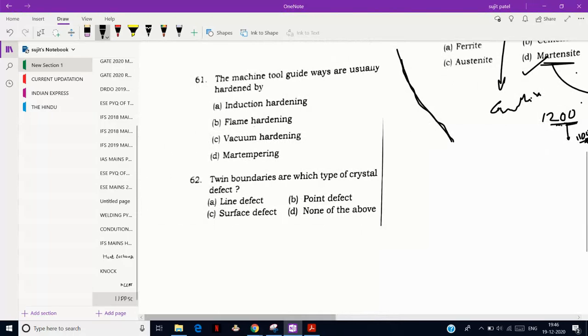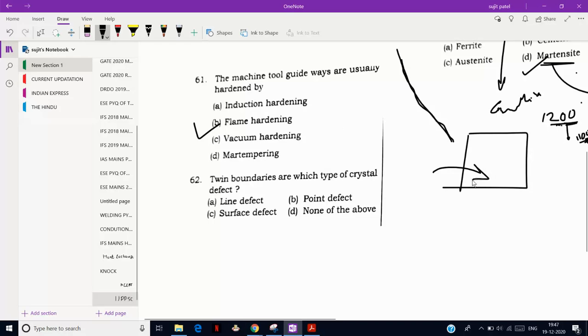Next is, the machine tool guideways are usually hardened by flame hardening. Why? Why are we not doing induction hardening? We know the answer is flame hardening, but why not the others? Induction hardening is where we put the whole bed in an induction heater. But our requirement is that the surface of the bed should be hard. Suppose this is a V bed, side view I'm showing here.